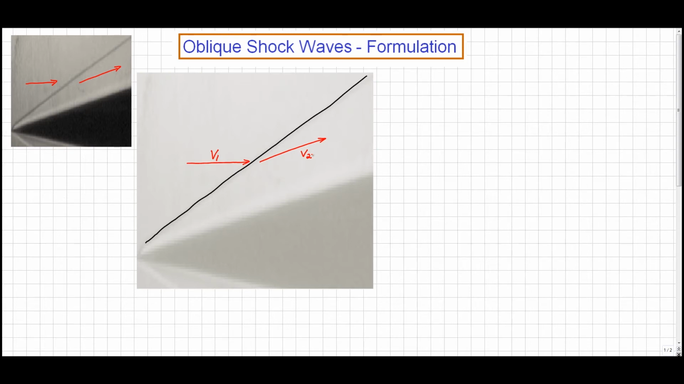So let's keep track of our notation. Let's say that our v1 is going to be greater than the speed of sound because we're interested in a supersonic flow. So it's greater than a1, and we'll call that the upstream flow speed. So the upstream speed. And let's call v2 our downstream speed.